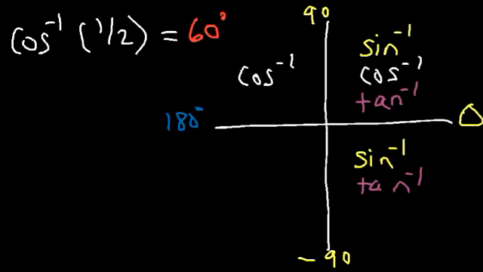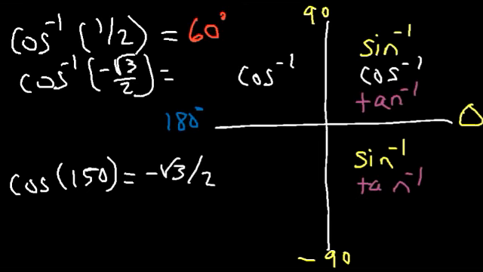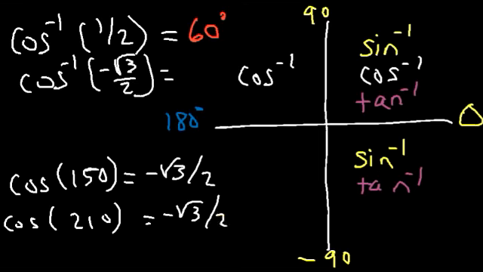Now what about inverse cosine of negative root 3 over 2? So if you use the unit circle and you look at the x values, cosine of 150 is negative root 3 over 2. Cosine is negative in quadrants 2 and 3, and cosine 210 is also negative root 3 over 2. However, 210 is in quadrant 3, so we can't use that. So therefore, it's 150. 150 is in quadrant 2, and it's within the restricted domain. It's between 0 and 180.